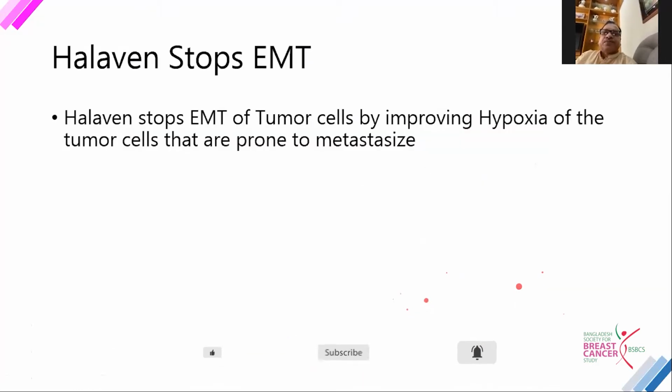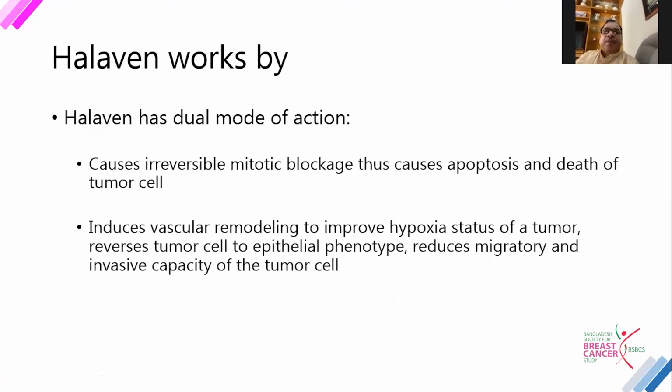But Halaven stops the epithelial to mesenchymal transition of tumors by improving the hypoxia. We know hypoxia is very important for metastasis. So Halaven works basically by dual action. First of all, it causes irreversible mitotic blockage, thus causes apoptosis and death of tumor cells. Another action is it induces vascular remodeling to improve hypoxia status of the tumor, reverses the tumor cell to epithelial phenotype, and reduces migratory and invasive capacity of tumor cells.